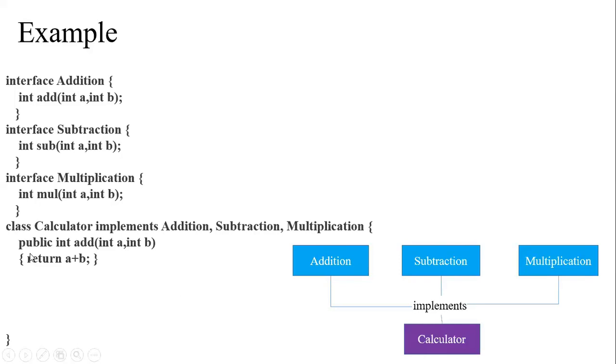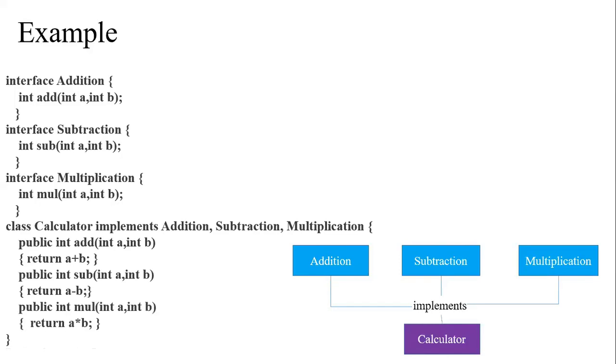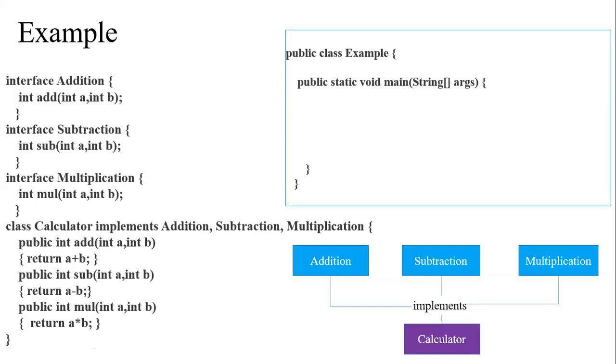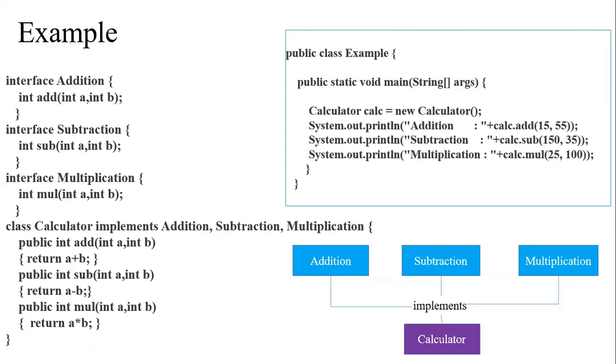We have to give public, so it has been written as public int add, return a plus b, public int subtract, return a minus b, public int multiplication, return a into b, right? So interfaces have been declared, and at the same time the class has implemented all those interfaces. Now you can write a main method, create an object of Calculator, and call all these methods. Simple example, right?